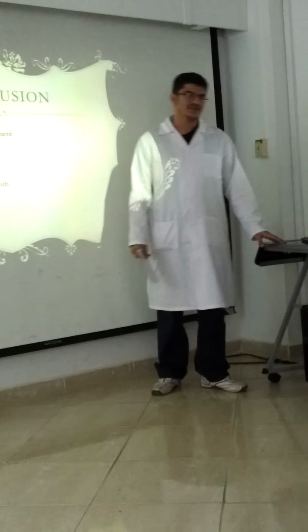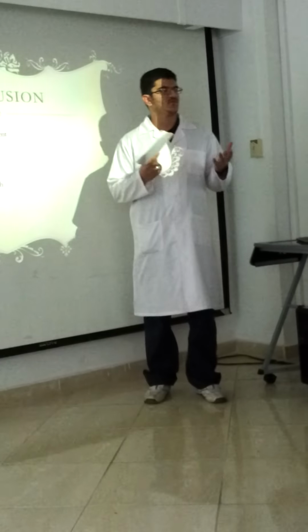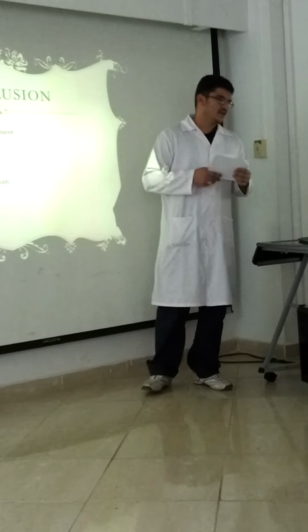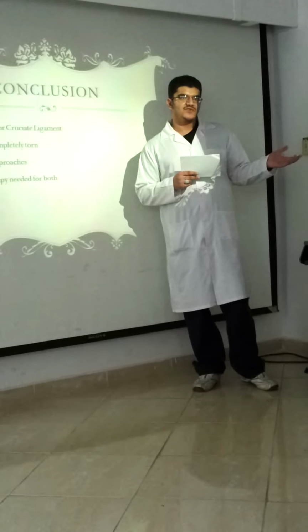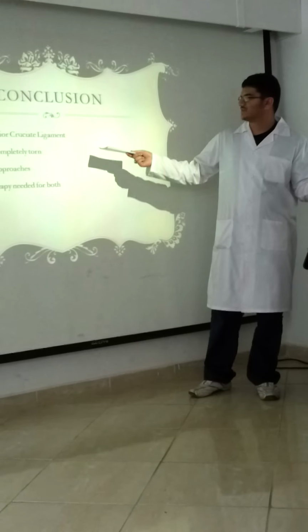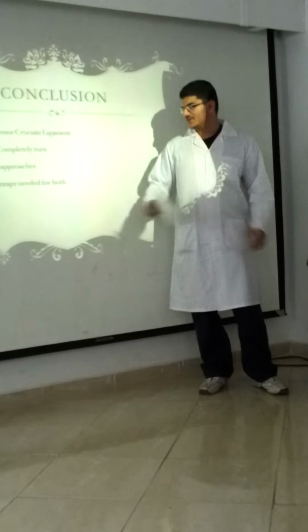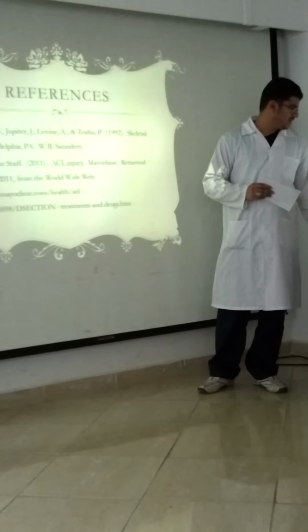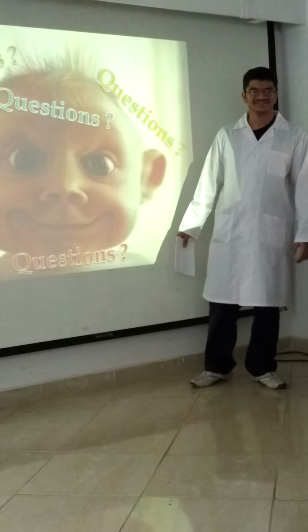In conclusion, the ACL is the anterior cruciate ligament. It is one of the two ligaments that stabilize and hold the knee together. It can be partially or completely torn. Two types of approaches are made for this injury after the diagnosis occurs. Physical therapy is needed for either type of approach. These are my references. Any questions?